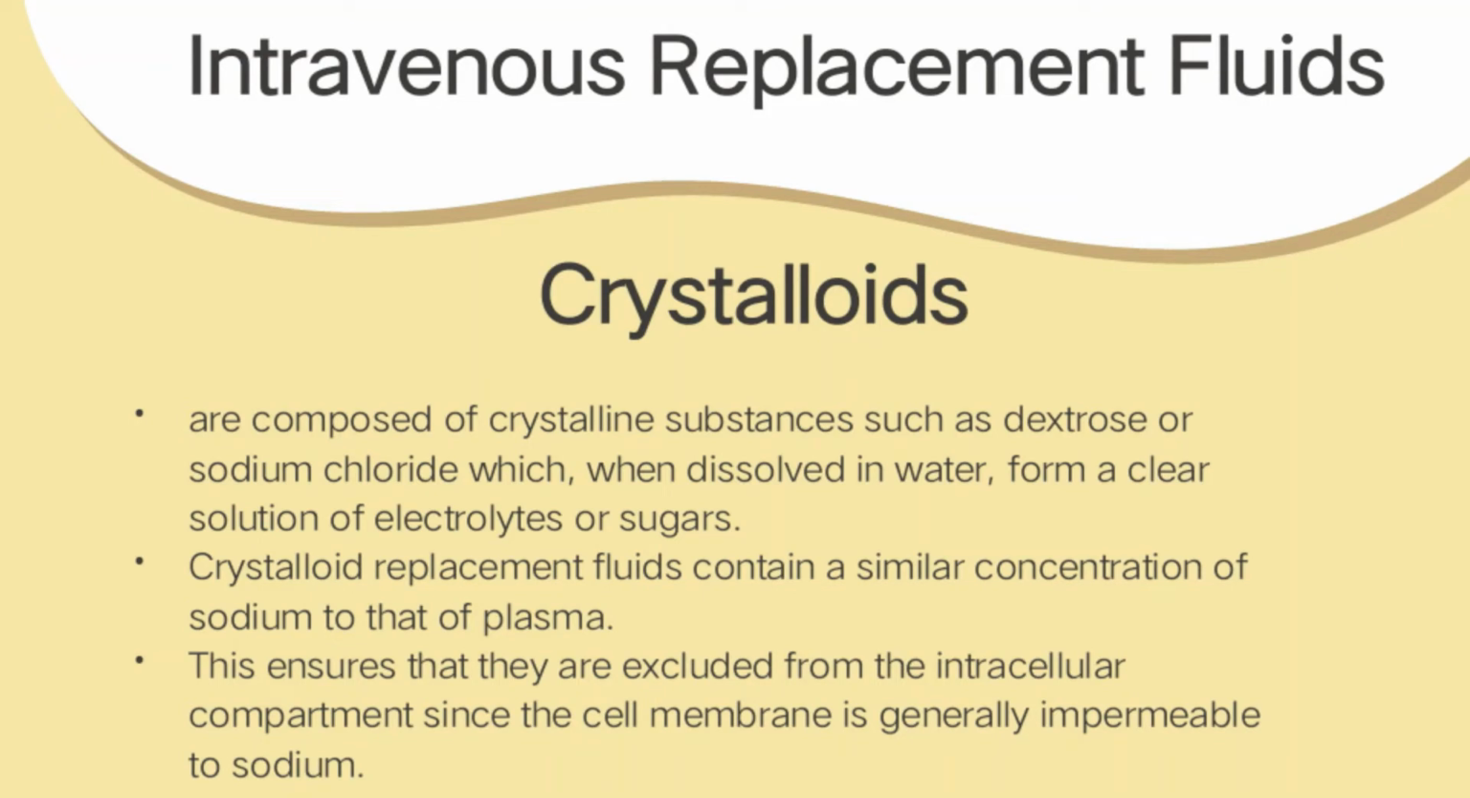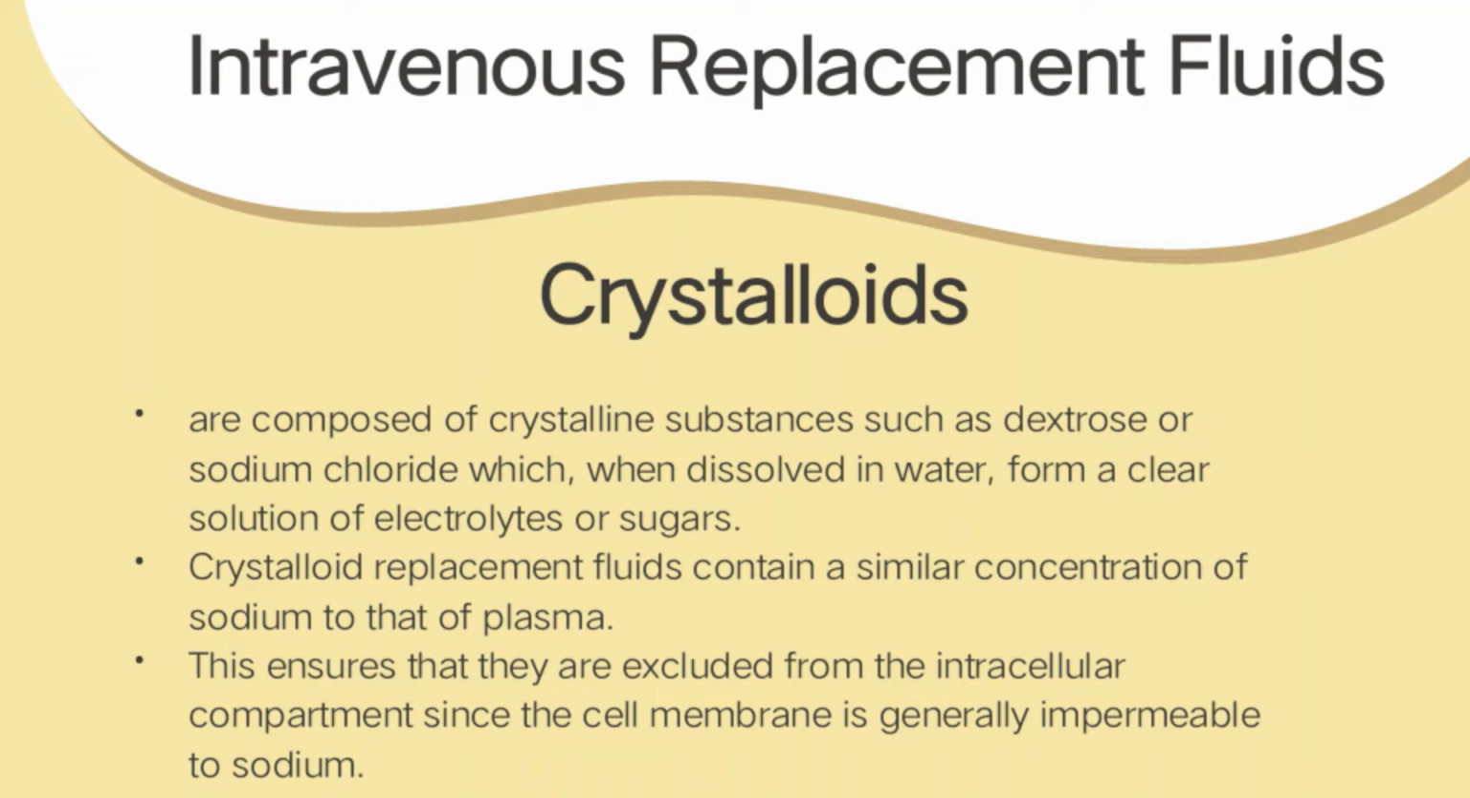Intravenous replacement fluids. First, we have crystalloids. Crystalloids are composed of crystalline substances such as dextrose or sodium chloride, which, when dissolved in water, form a clear solution of electrolytes or sugars. Crystalloid replacement fluids can contain a similar concentration of sodium to that of plasma. This ensures that they are excluded from the intracellular compartment, since the cell membrane is generally impermeable to sodium.